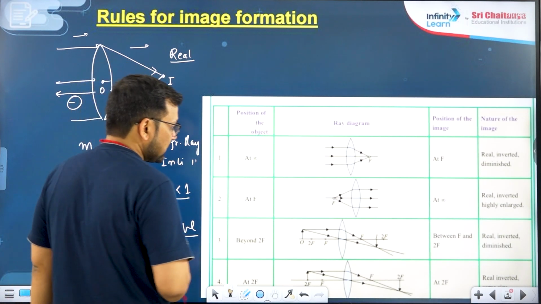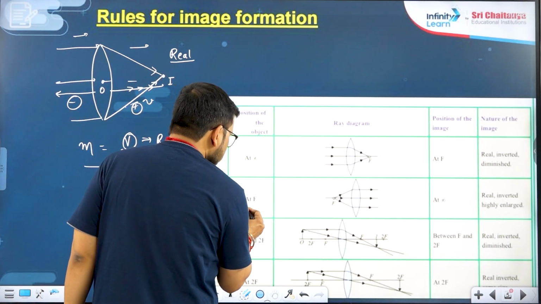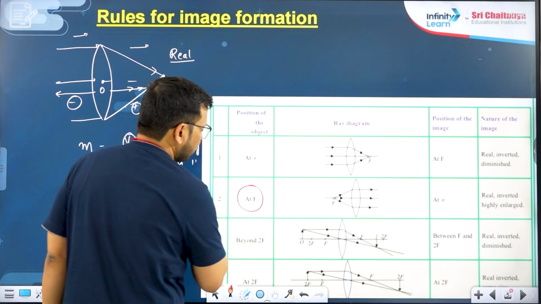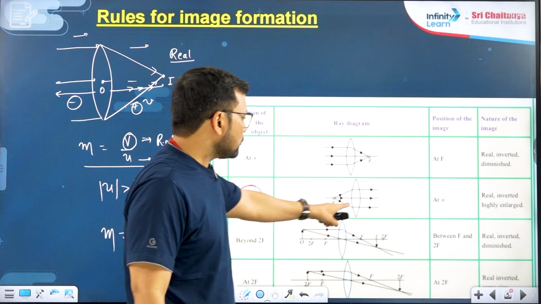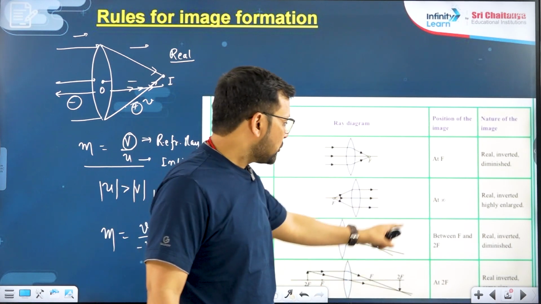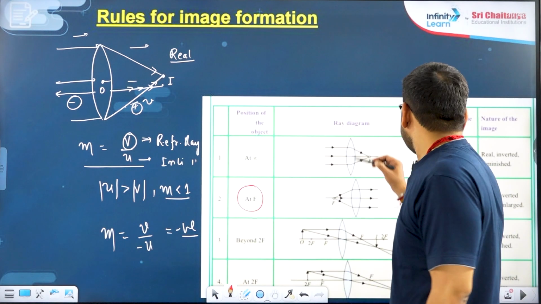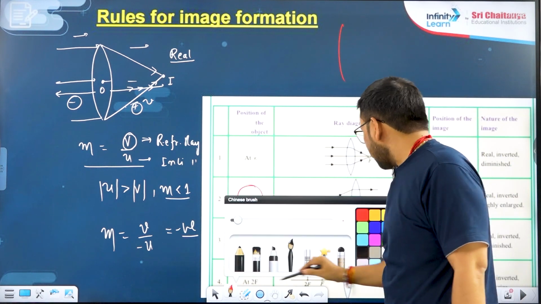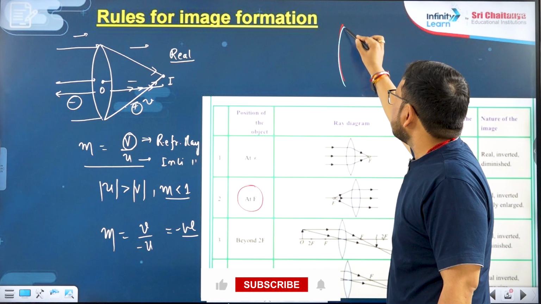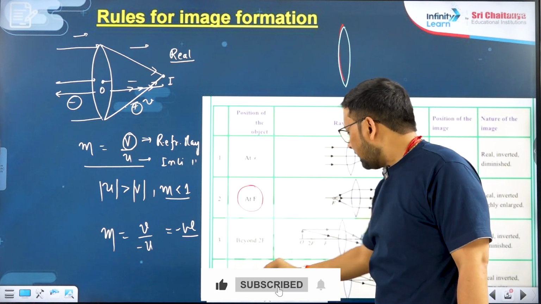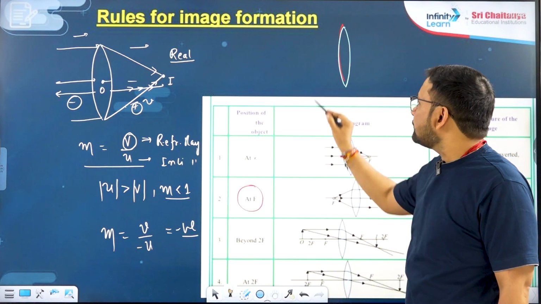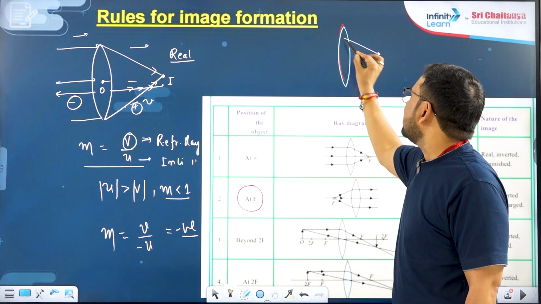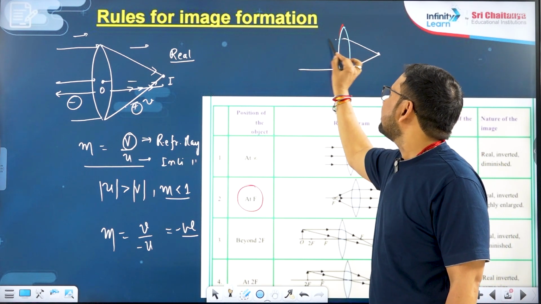Suppose I take the second case. Now here your object is at f. Where is your object? The object is at f, you can see. So the image is at infinity. The position of the image is infinity. Now, if the position of the image is at infinity, how do we show that? We can have this diagram. In this diagram, the object is at focus, and the rays are going like this, and the image is at infinity.